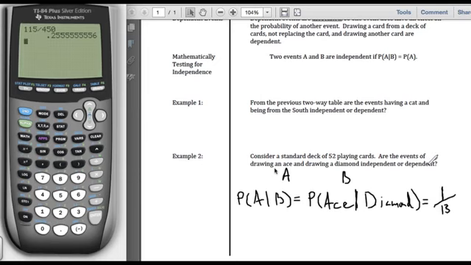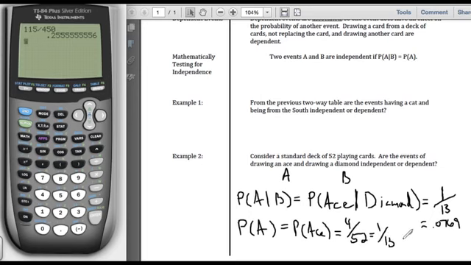There's an ace of diamonds, a king of diamonds, a queen of diamonds, a jack of diamonds, all the way down to a 3 of diamonds and a 2 of diamonds. But there's only one out of those 13 that's an ace. As a decimal, as we've seen before, this is 0.0769. Now we just want to look at the probability of A. No condition, no or, no and. What's the probability that you get an ace from a standard deck of cards? Well, there are 4 aces in the deck. There are 52. This is 1 out of 13, which also equals 0.0769.